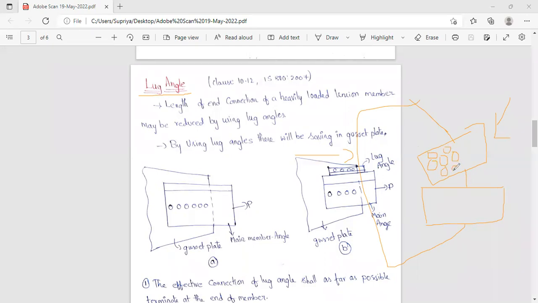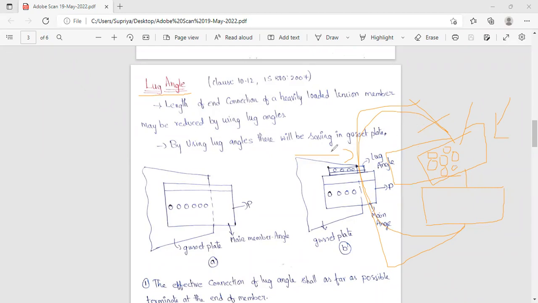So provision of more number of bolts for a connection leads to an increase in the common portion of the gusset plate and the main angle. Okay, if more bolts are provided, we have to increase the overlap of the main angle and gusset plate. The overlap length will be more. If the overlap length is increased, the length of the gusset plate will also be increased.